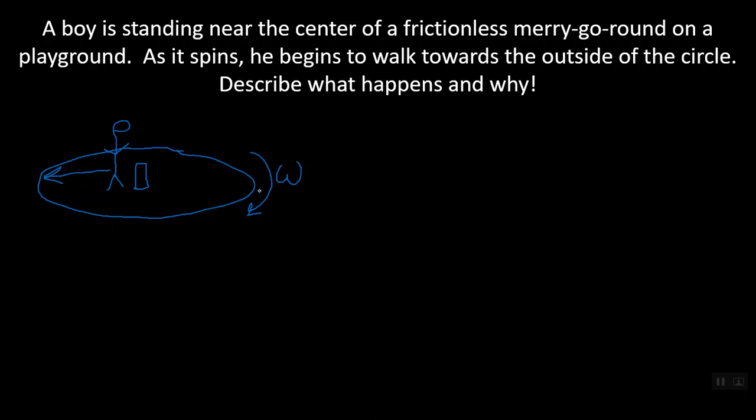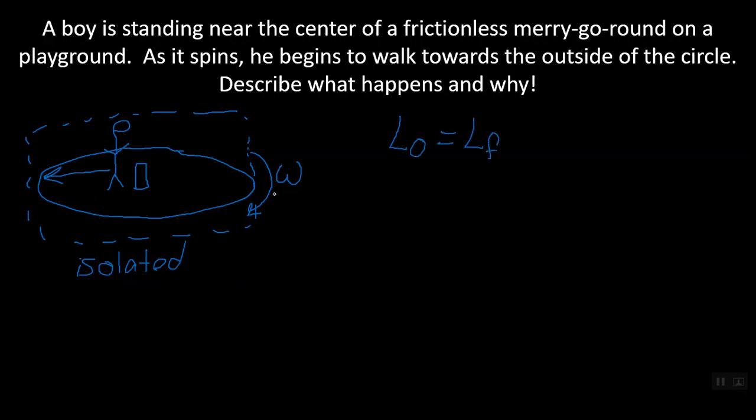So the first thing that we should notice is that this is going to be an isolated system. It is specifically frictionless, so there is no net external torque on this system. So that means the angular momentum that this starts with is going to be the same as the angular momentum it ends with. This disc-boy system has a certain moment of inertia because he is near the center, and then it's also moving at an angular velocity.